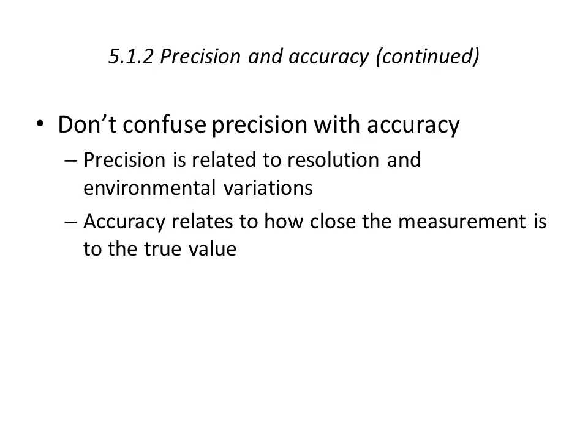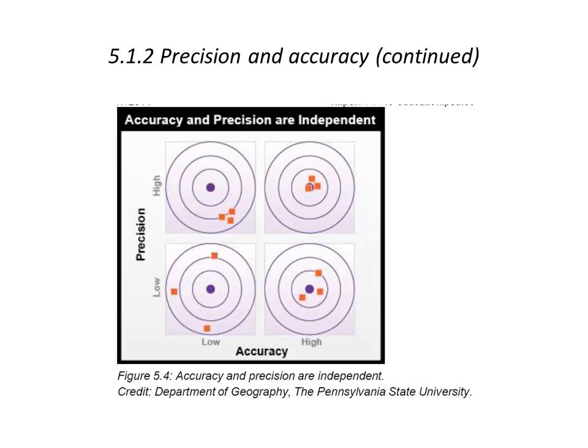Precision is related to resolution and environmental variations. Accuracy relates to how close the measurement is to the true value. The difference is very important between the two. Precision has to do with resolution and the amount of variation that can be understood, while accuracy has to do with the truth of the data or the information being collected. Here are examples. Accuracy and precision are independent of one another. You could have high precision in the case of the diagrams on the top, and accuracy may be a completely different issue.